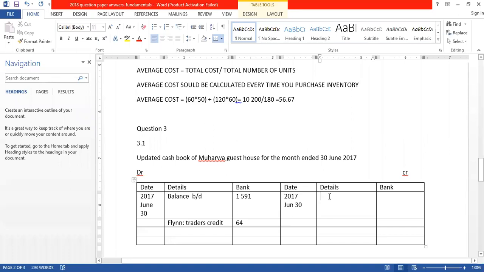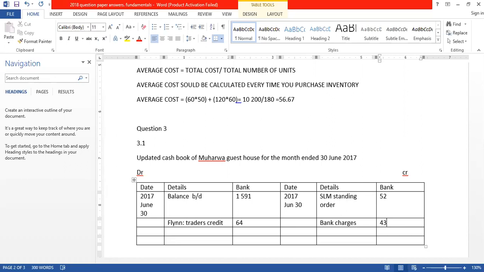So on the credit side, you will have the SLM standing order of $52. And then we also have the bank charges of $43.